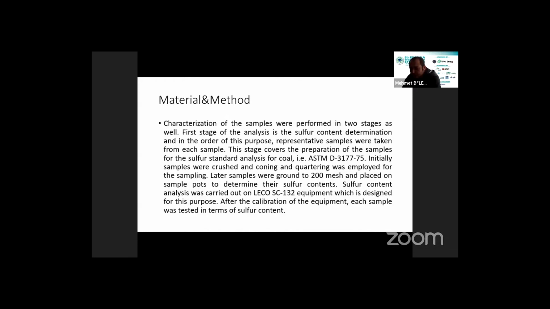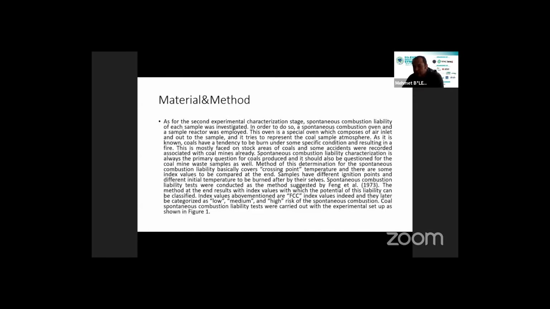To carry out the sulfur content determination, we followed the standard seen in the slide, ASTM, American Standard Association, 317775. Initially, samples were crushed, and coning and quartering was employed. Later, samples were ground to 200 mesh and placed on the sample boat to determine their sulfur contents. This sulfur content determination was carried out with the LECO SC132 equipment, and after calibration of the equipment, each sample was tested for sulfur content.